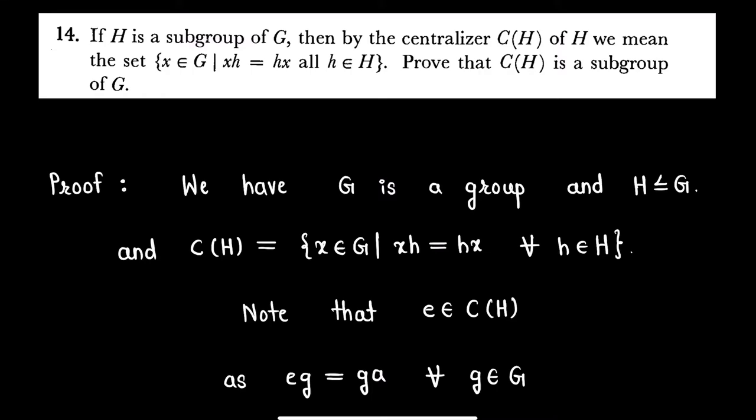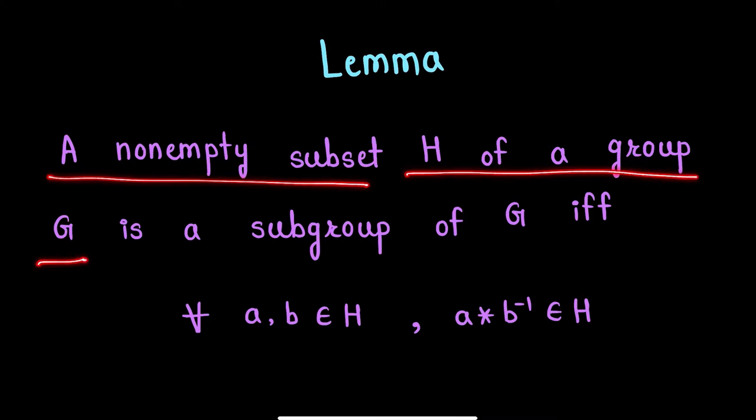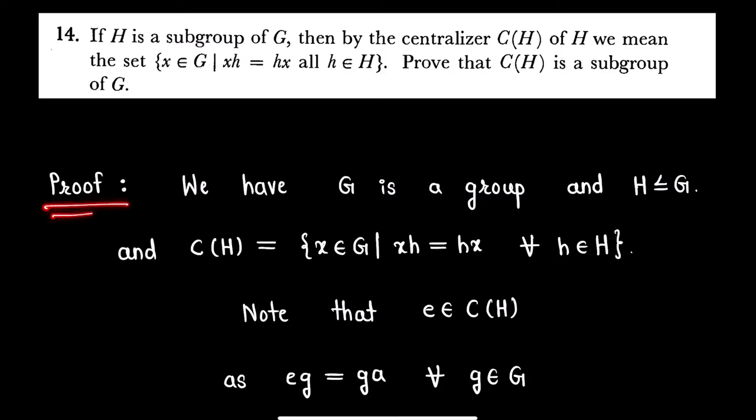To prove this result, we need the lemma: a non-empty subset H of a group G is a subgroup of G if and only if for all elements a, b in H we have a star b inverse is an element of H. Here star is the binary operation in group G. So we will start our proof.